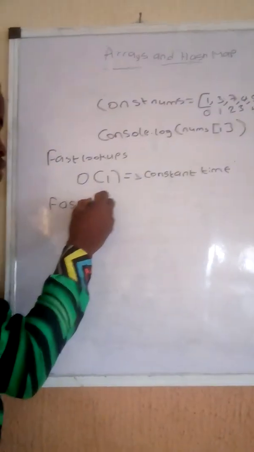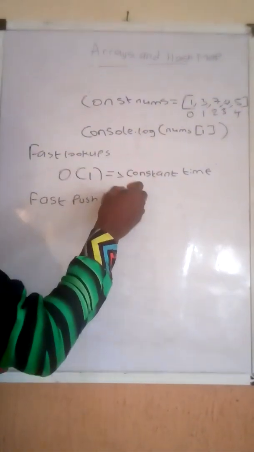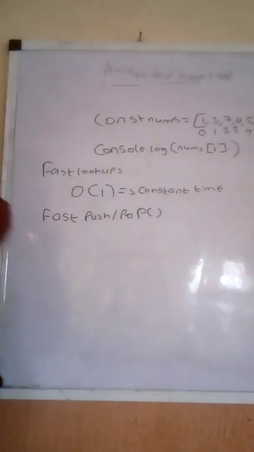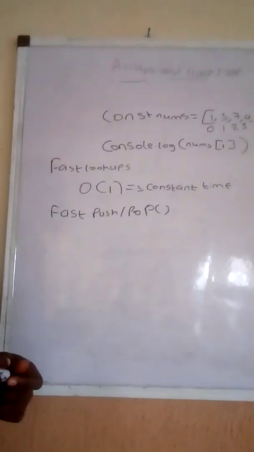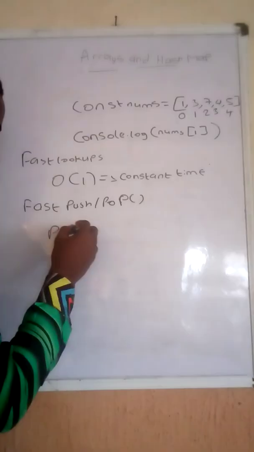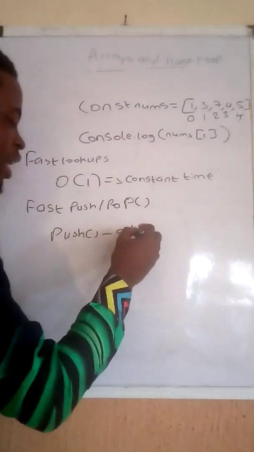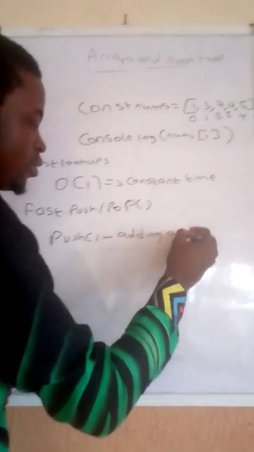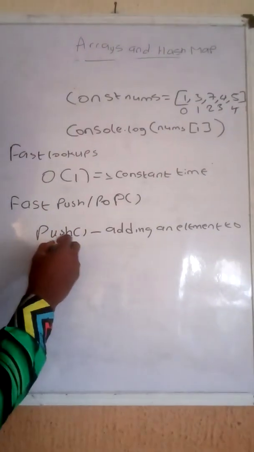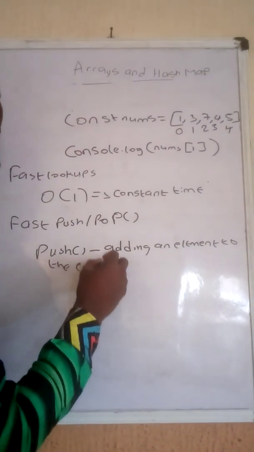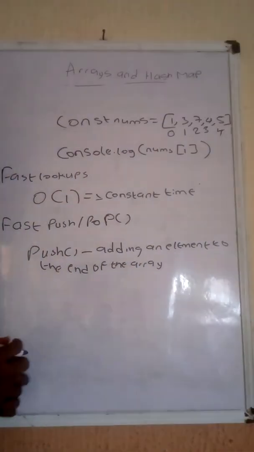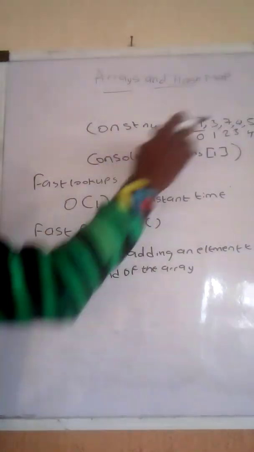Again, we will also be talking about fast push or pop. Arrays are good for fast push or pop. Now when we talk about push in JavaScript, it means adding an element to the end of the array. In this case, let's say we want to add the value of 8 inside of this array.